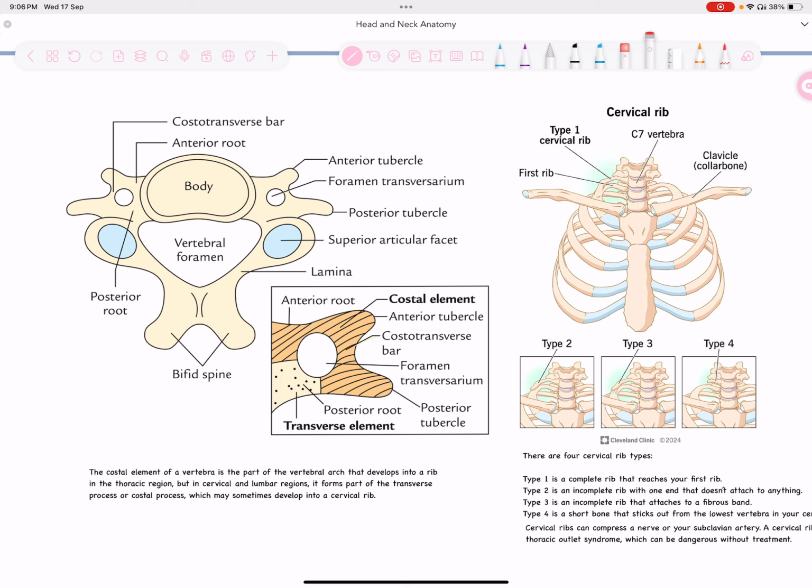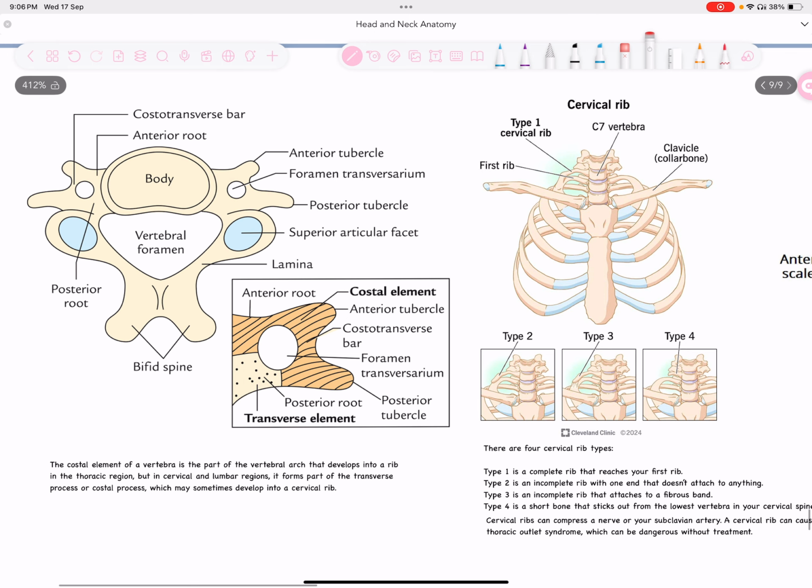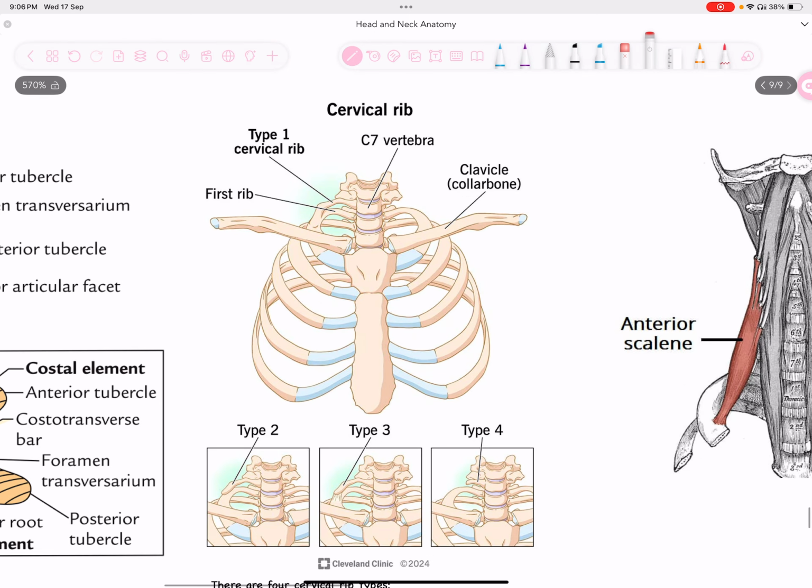So the costal element of the seventh cervical vertebra may get enlarged to form a cervical rib. So this is the cervical rib. You can see that it's attached to the seventh vertebra, which is the vertebra prominens, and from that arises another rib which attaches to the first rib, right?